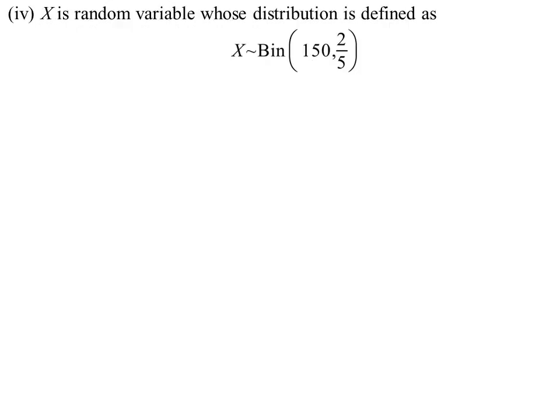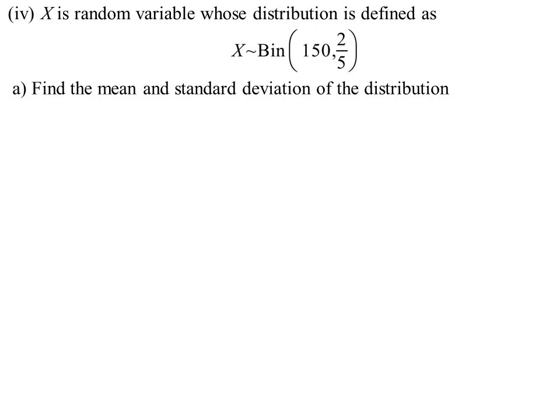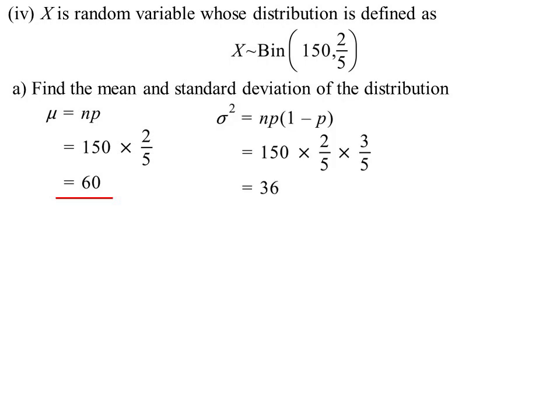X is a random variable. Here it is defined. 150 trials we're doing. Probability of success is 2/5. Standard sort of question. Find the average and the standard deviation. So it's just a matter of simply going, oh, well, the average is NP, 60. Deviation is where you've got to be careful. Remember, it's variance that is NPQ. So 36. Therefore, the deviation is the square root of that, 6.